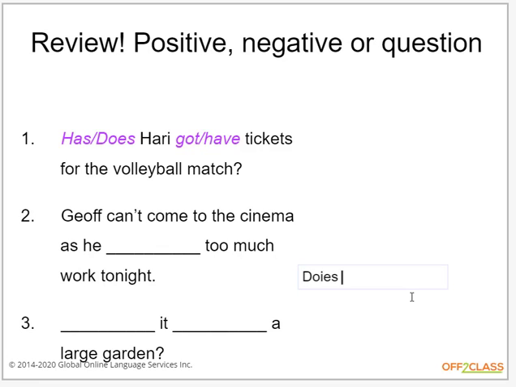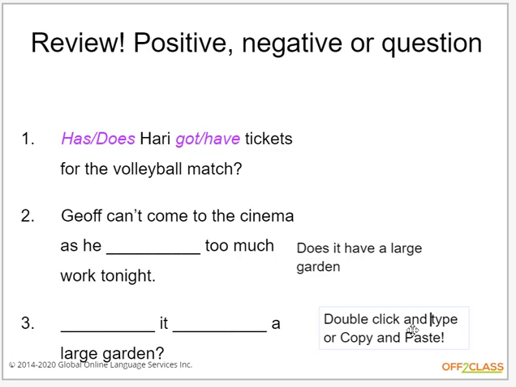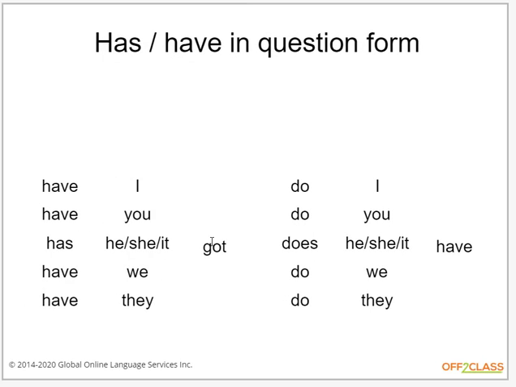So one way is, does it have a large garden? Because remember, does it have? The other way you can do it, has it got a large garden? So remember how we came to this, right? You go back here. When we're using has, we use he, she, or it. When using these, we use has got. Does have. Have you got. Has he got. Have, has. You see the difference? Has is used with he, she, it. But have is used with I, you, we, they.